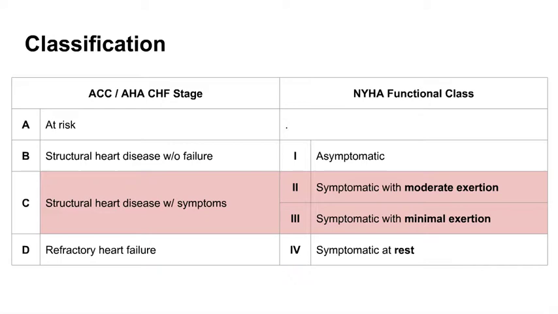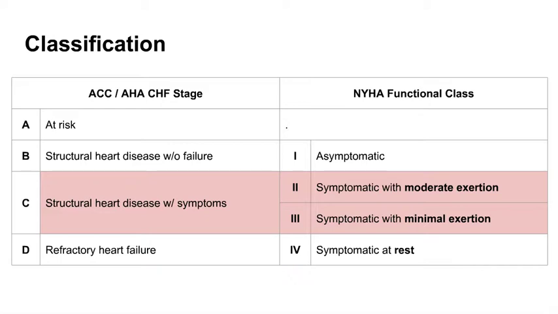We classify heart failure with really two different classification systems. One is the American College of Cardiology and American Heart Association staging, A, B, C, and D, where stage B is people that have heart disease but no real symptoms. Stage C is patients with symptoms in the heart disease, and D is really bad news bears heart failure.